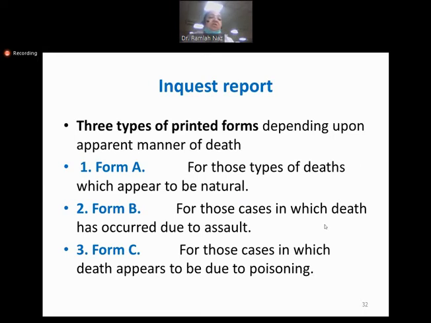For those cases in which the death has occurred due to assault, they put form B. And for those cases in which death appears to be due to poisoning, that is called form C. Let me show you one example. Look here, this is B, so most probably this is an assault case. This is the paper of the FIR, the thing which we call FIR. This is how it is filled in Pakistan.